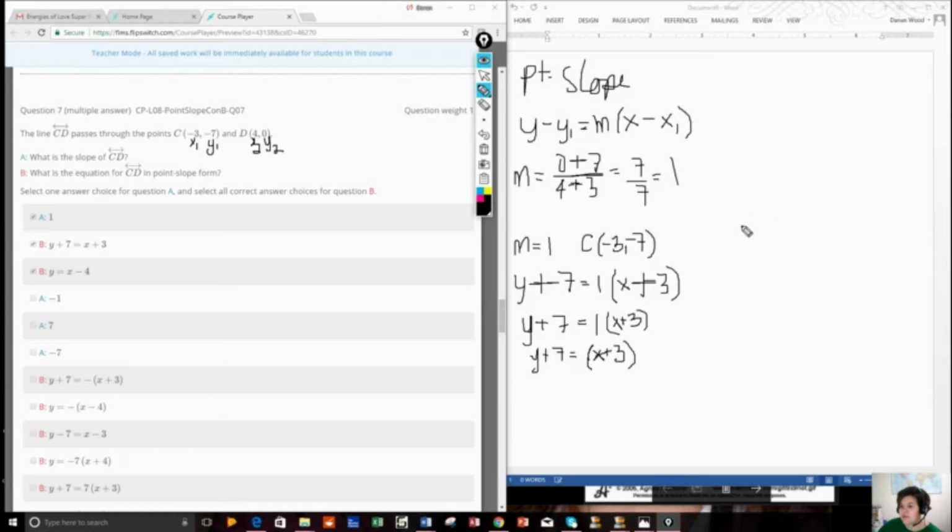Okay, so now what if the slope is 1 and we use the point D instead at 4, 0. Alright, we're going to do the same thing. Y minus y1, which is now our 0 because we're using a different point, is equal to our slope, which is 1, times x minus 4. Okay, y minus 0 is just y. And then we have x minus 4.